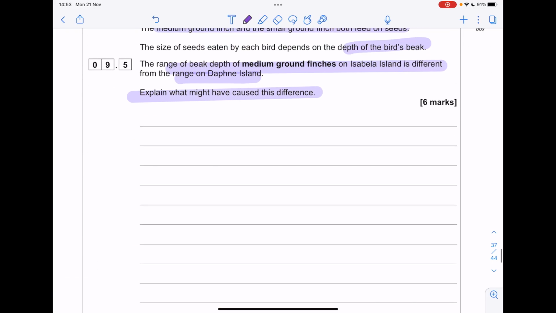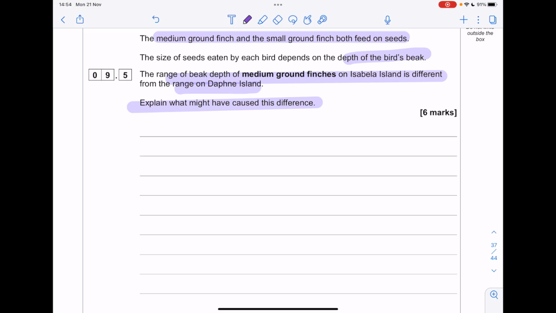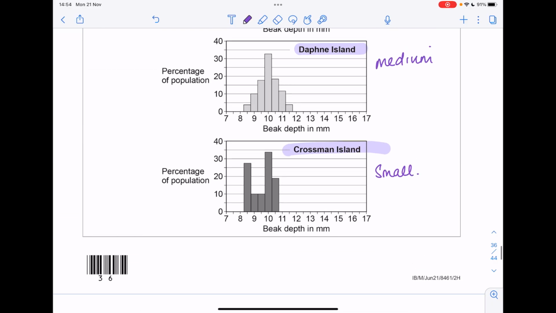which means there must be quite a variety of seed sizes here. And remember, those beak depths all come about due to genes, so there'll be a whole range of genes which are providing a whole range of beak sizes that are suitable for both small and large seeds. However, if you think about Daphne Island, where there's just the medium ground finches, this time you're going to find larger seeds, meaning that you want finches with larger beaks, and that these ones are more likely to survive, they're more likely to reproduce and pass on that gene for large beaks to their offspring.